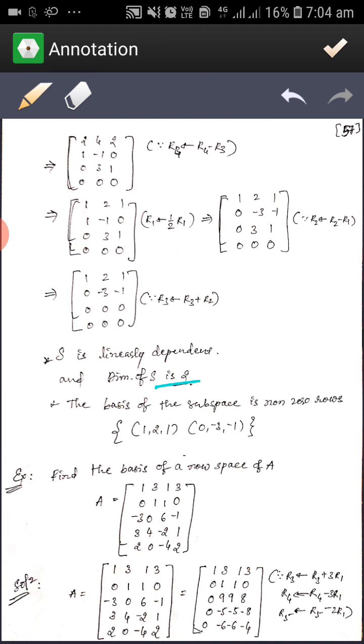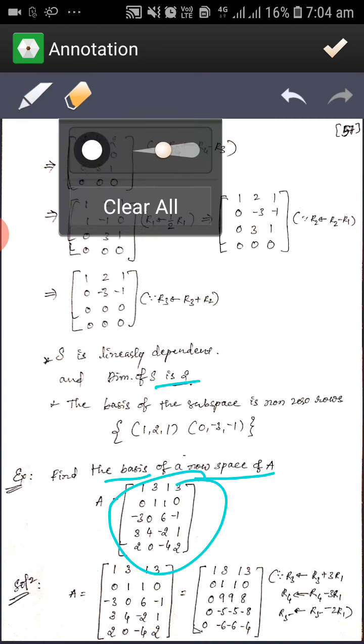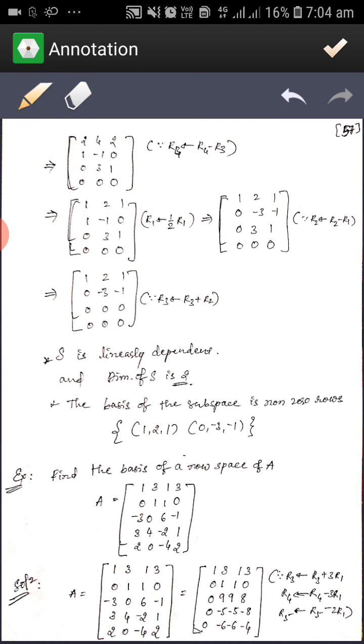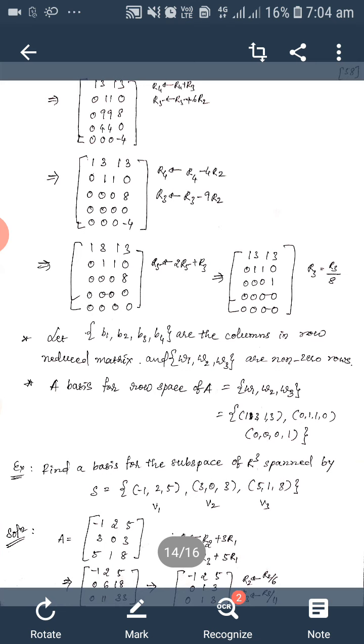Again, one more problem: find the basis of the row space of A. So we need to find the basis of the row space of A. Here there are how many rows? 1, 2, 3, 4, 5 rows. So write it in matrix form and apply the row operations.